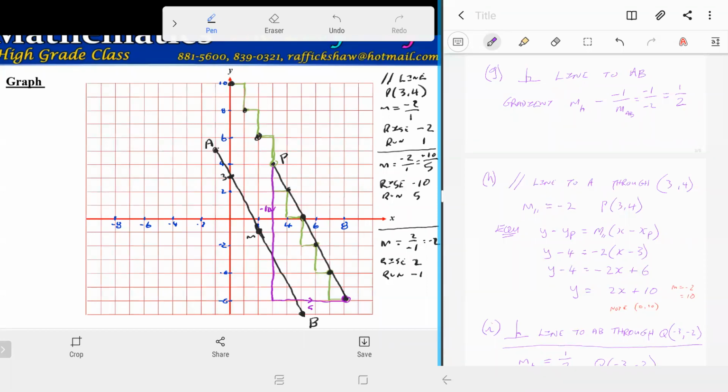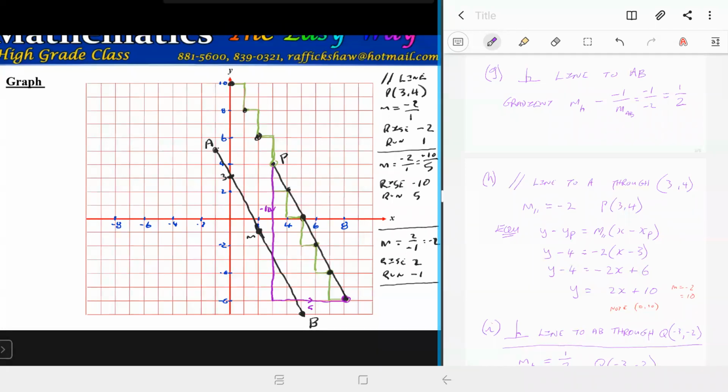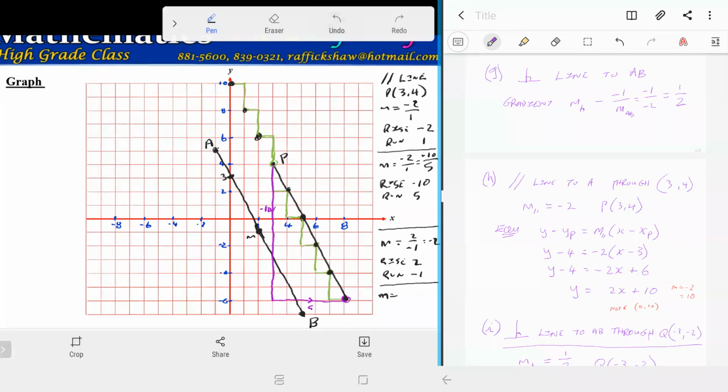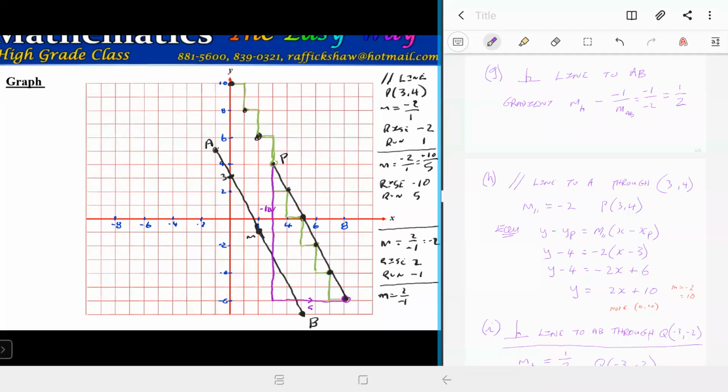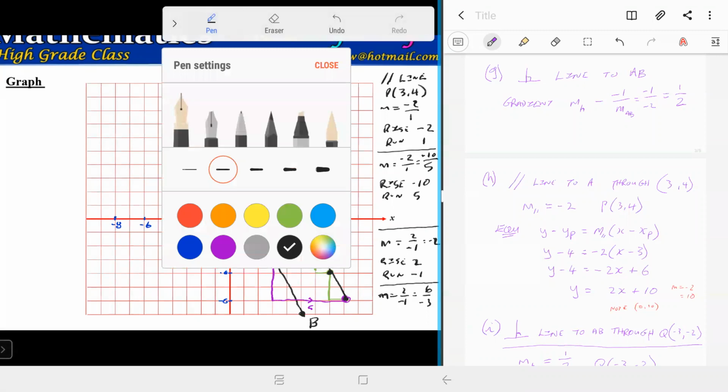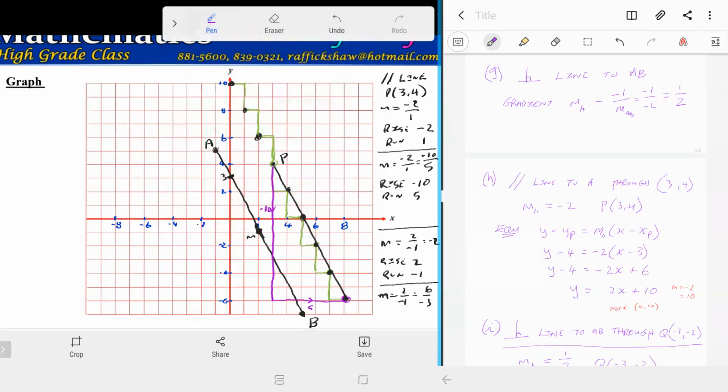So it'll be 2, 4, 6. Instead of doing that, I'm going to answer your question now again. Instead of doing all those little runs and rises, I could have used the gradient equals 2/-1, and we'll do instead 6/-3. So make one big jump. I could just rise 6. Let me use the purple again. Rise 6 and run -3.